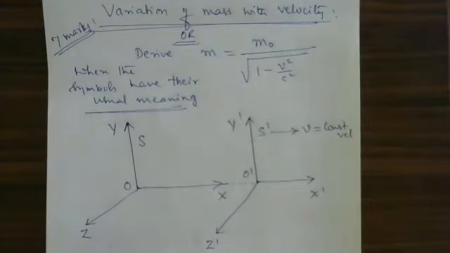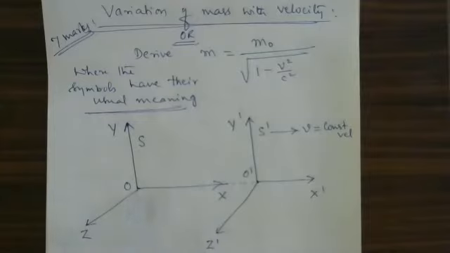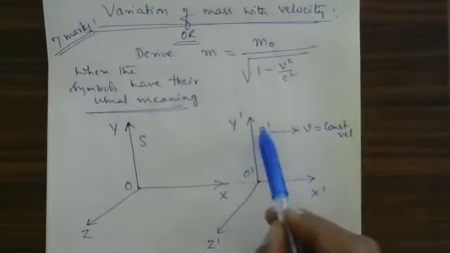One frame of reference, capital S, has the coordinates O, X, Y, Z, where O is the origin. Another frame of reference, S dash, is moving along the common x-axis with a constant velocity V. This frame is moving. This frame is not moving.